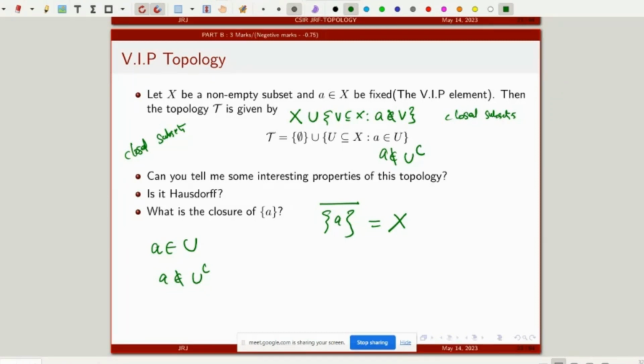Because these are the other closed subsets of this topological space. In all these closed subsets, A is not there. Suppose this is our A. All these closed sets, the V's, are away from A. So the closure of A is the smallest closed set containing A. All other closed sets are away from A. The only closed subset which contains A is the whole set. Should I repeat once again?